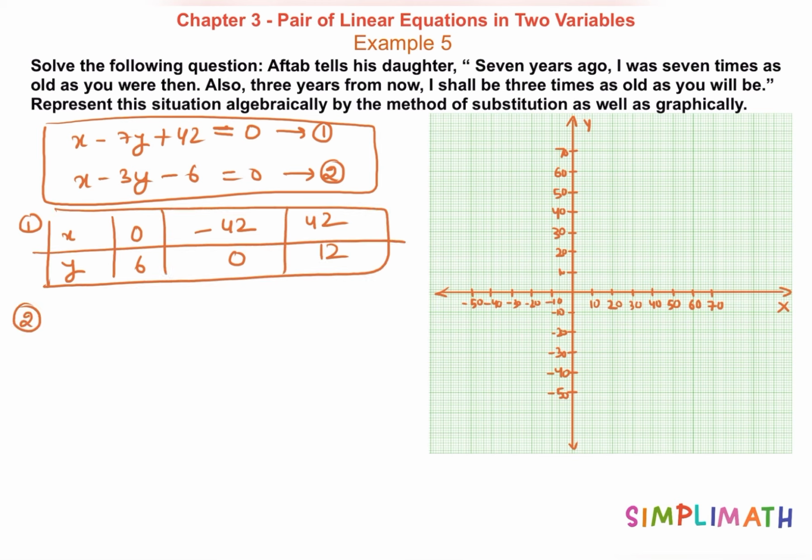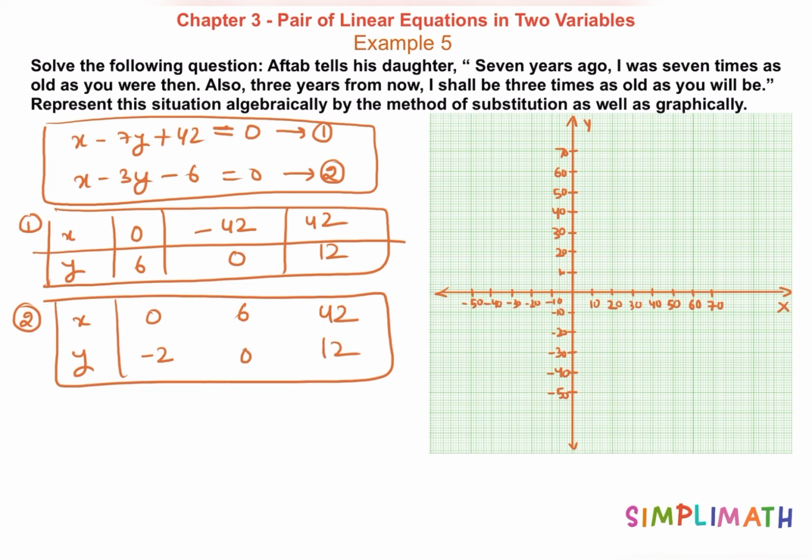For equation 2, when we plot the points, when x equals to 0, y equals to minus 2, when x equals to 6, y equals to 0, when x equals to 42, y equals to 12. Now let us plot these points on the graph.